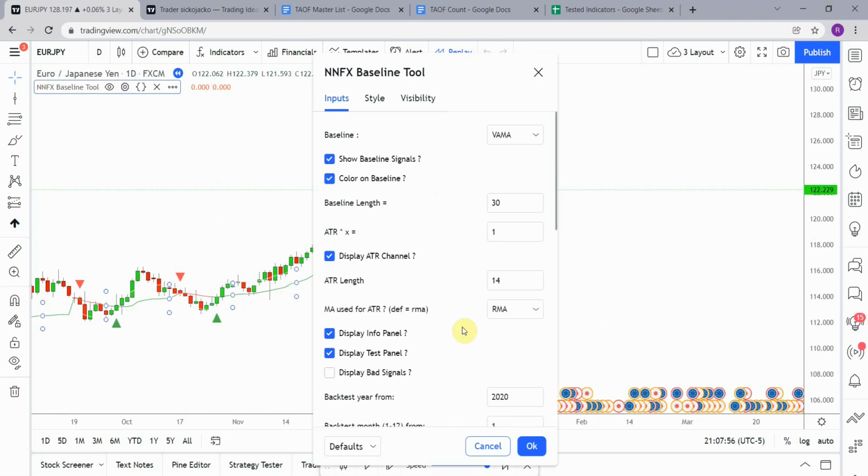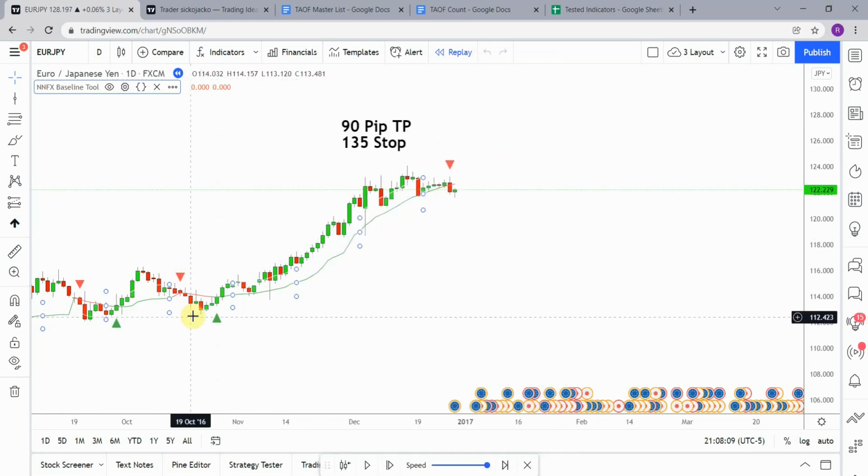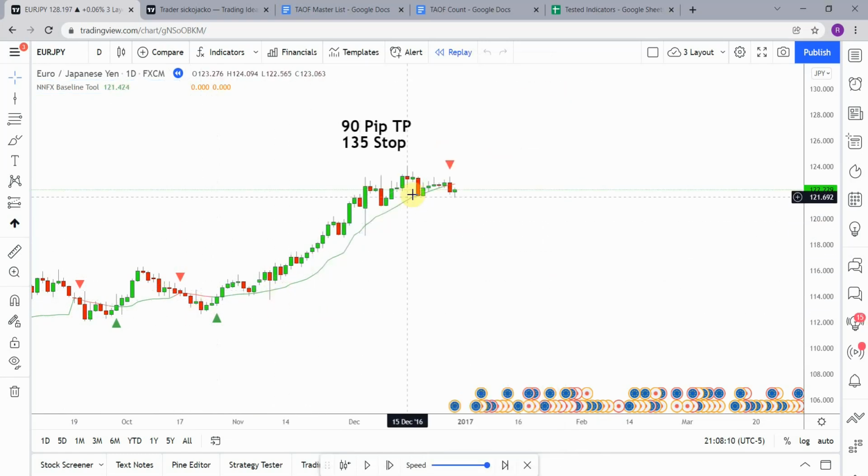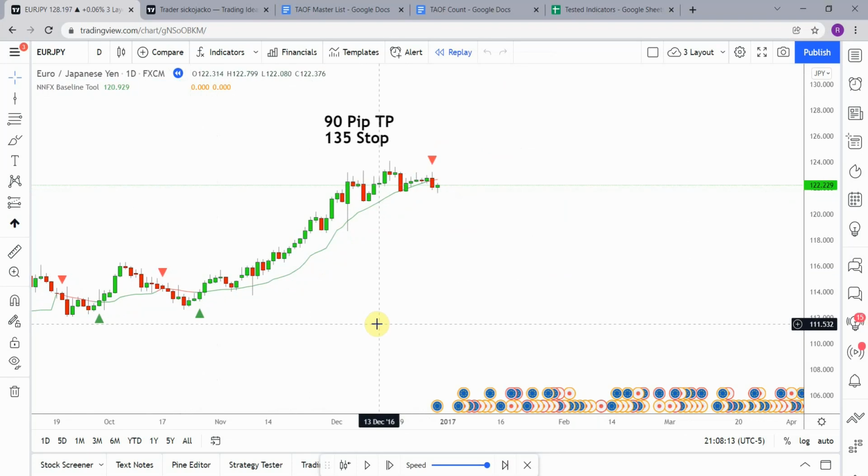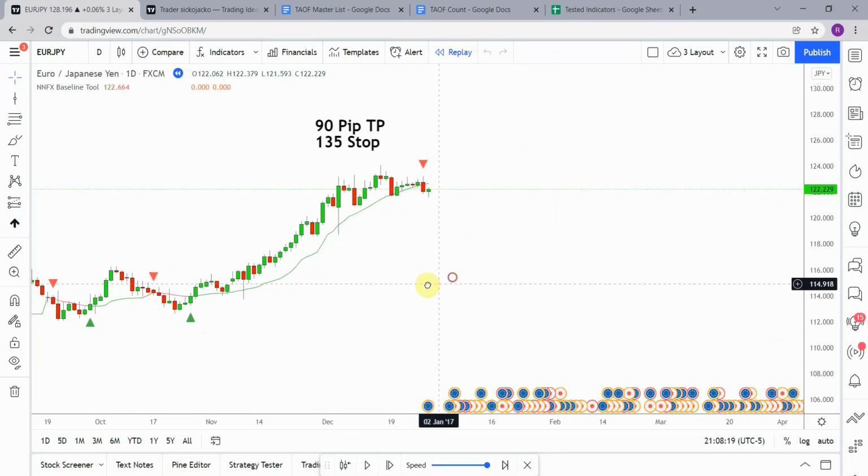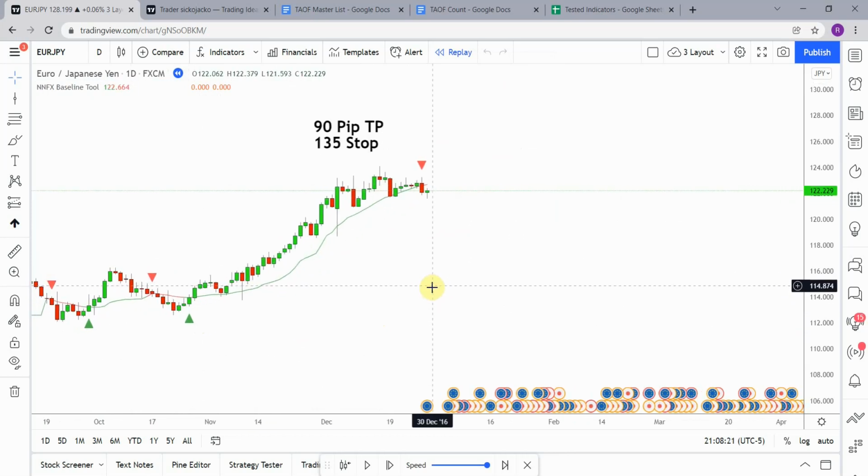So this particular one, we are going to do the VAMA indicator. And so a volume adjusted moving average is what the line here is going to be, the moving average here. And so like I said, when we get a red arrow, we are going to go short. When we get a green arrow, we are going to go long. Let's go ahead and get on with the testing and see what we can get out of this.